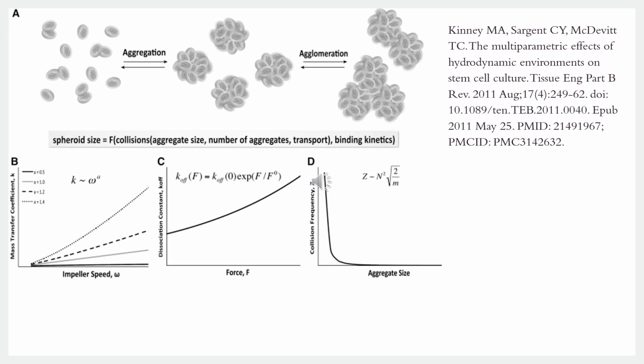This image is showing the stem cell aggregate formation. In image A, it shows stem cells that form small aggregates or large agglomerates in suspension. In B, it shows the transport parameters of the system. And in C, it shows the collision frequency, which is modulated by the mass and number of cells in the aggregates in suspension. And then in D, it shows the binding kinetics of the adhesion molecules, such as integrins and cadherins.